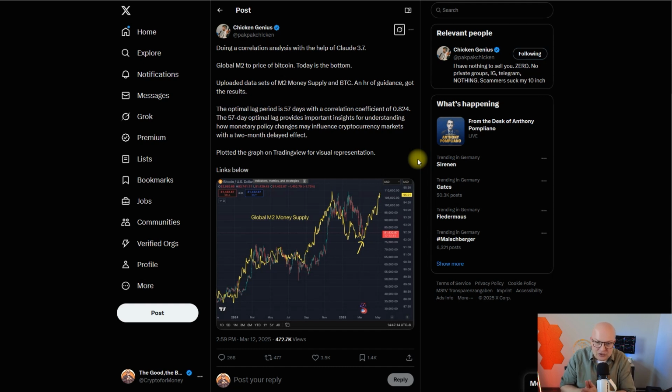So a correlation of 0.82 gives an indication that there is somehow a connection between how much cash is available on a global scale and the price of Bitcoin. And it kind of makes sense in my opinion as well, because of course, if there's a lot of cash, the likelihood of this cash being invested in risk-on assets, such as stocks, such as cryptocurrencies, especially Bitcoin, is of course also much higher than when there is no cash available.